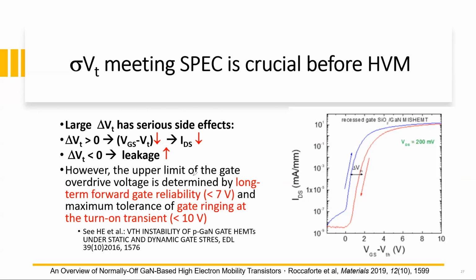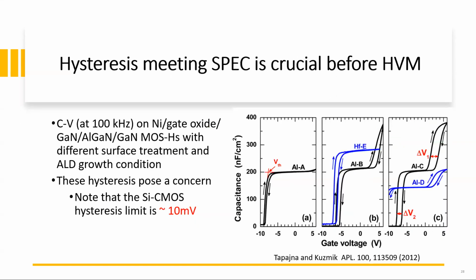And there's a spec, the upper limit of the gate overdrive, and it's for the long term. So this VT is going to drift. For every device, everything is going to drift. But you have to control it in a way that, for long-term forward gate reliability, the overdrive needs to be less than 7 volts. And the maximum tolerance for the gate ringing at turn on is less than 10 volts. And these are all the specs, 7 and 10 volts. Okay, is that a big deal? It is a big deal.